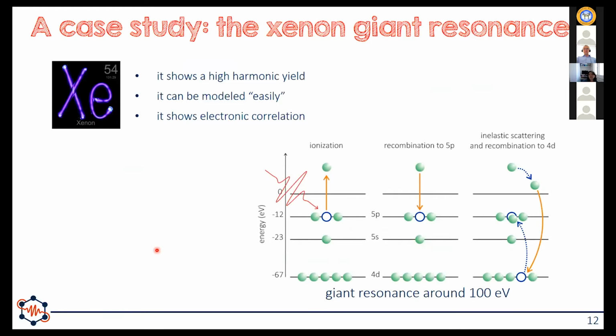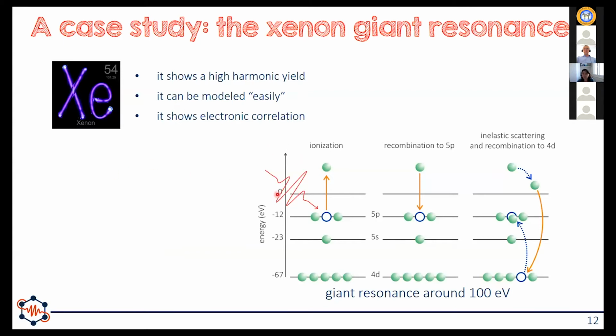So what we did was that we decided to study xenon. In the next slide, I will explain how we developed this idea, but basically xenon is very nice to work with in the lab because it has a very high harmonic yield. It can be modeled quite easily, or at least this was what we thought before doing the interpretation of this experiment. And it shows electronic correlation because, of course, it's a big atom. And in particular, there is this phenomenon known as the giant resonance around 100 eV.